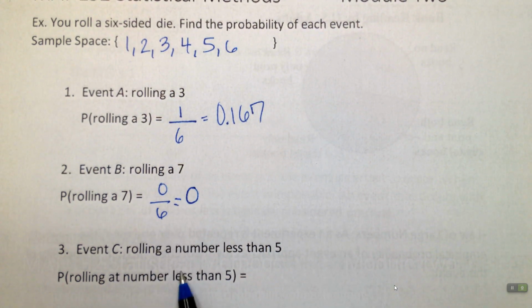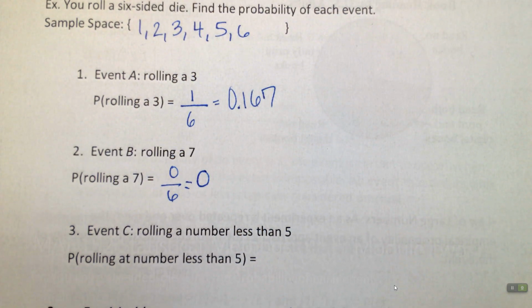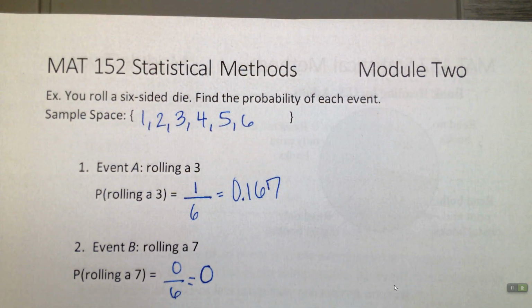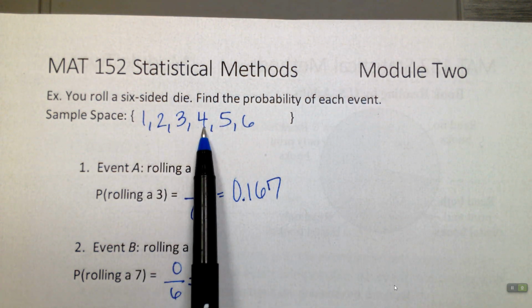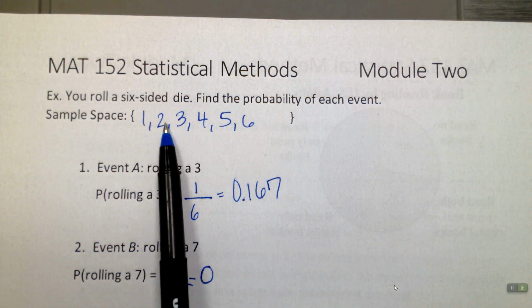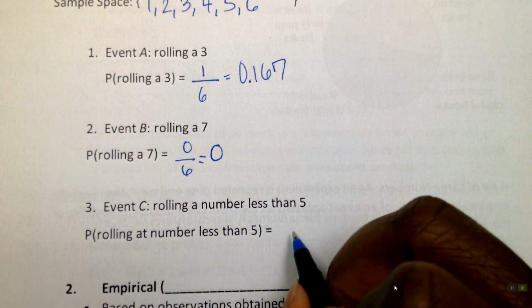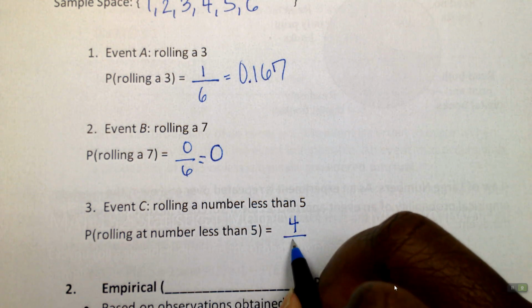Alright, event C is rolling a number less than 5, excuse me. I got 3. Rolling a number less than 5. So I'm looking at all my numbers that are less than 5. Not less than or equal to 5, but less than 5. So I have 1, 2, 3, 4. I have 4 numbers that are less than 5.